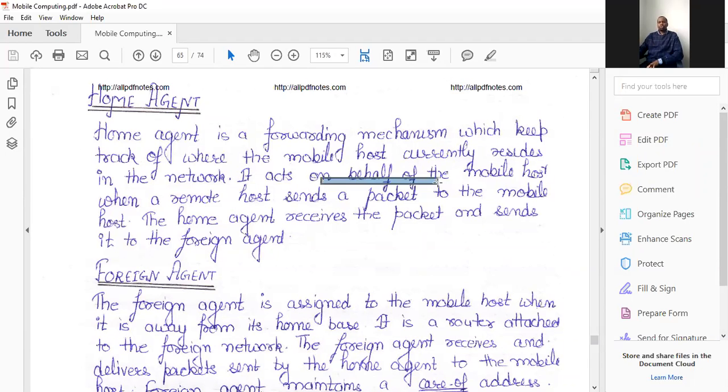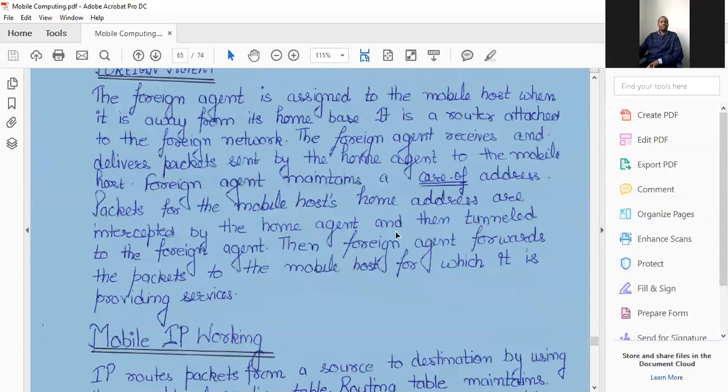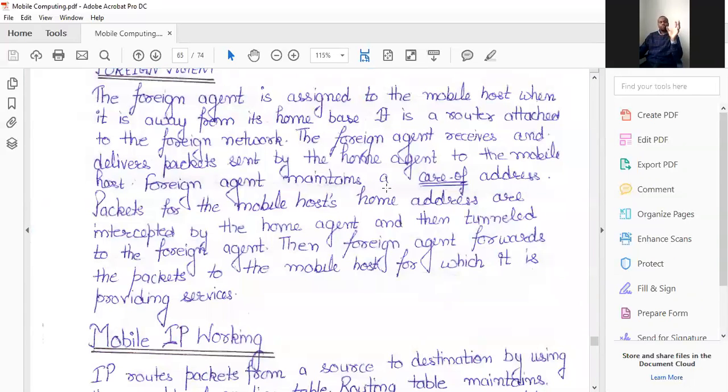And it also acts on behalf of the mobile host. So when the mobile phone sends a data packet, it is the home agent that receives the data packet and then sends it to the foreign agent. The foreign agent now, let's see what it is, and then we're going to wrap all that up to say how the home agent and the foreign agent work together.